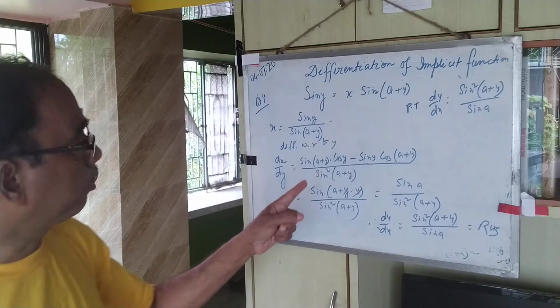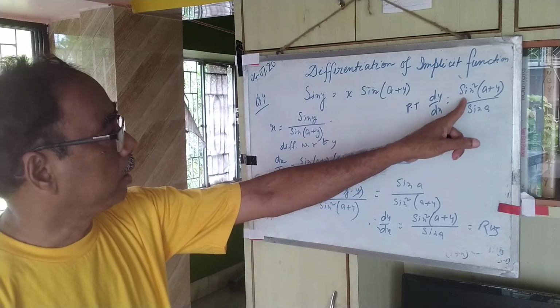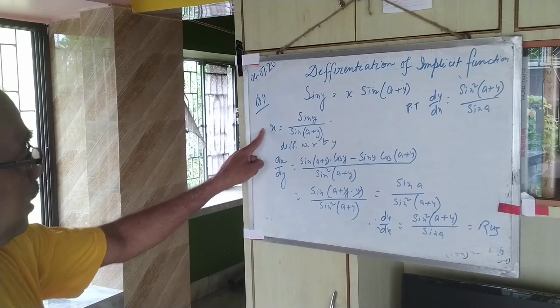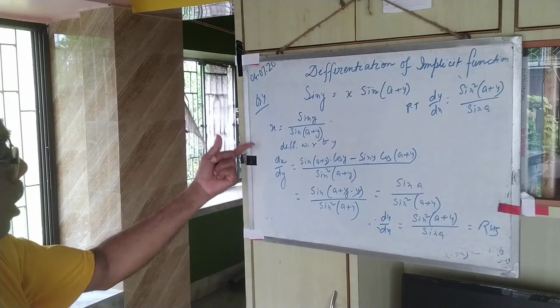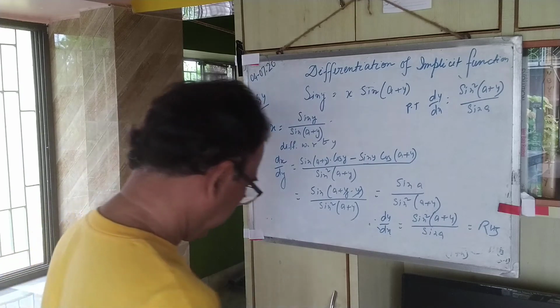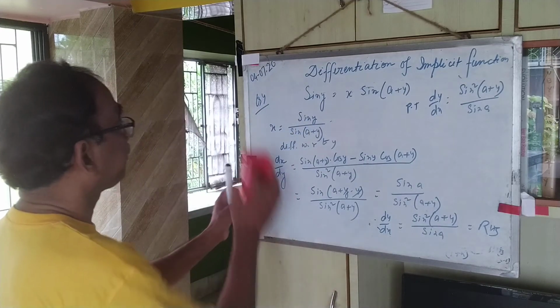In this way, we can prove. Look here, there is numerator denominator dy by dx. First of all, we took x, then dx by dy, then we took the reciprocal to get dy by dx. We can get it easily. Next, sum number 5.